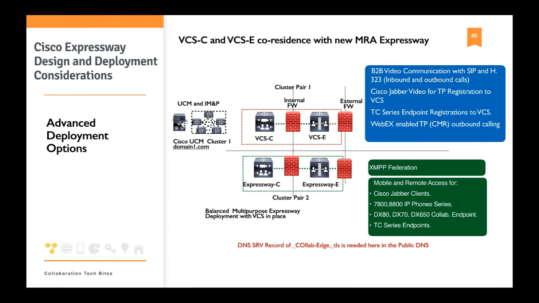Okay. Another advanced model is what's called the balanced multipurpose, and in VCS, as we talked before, you can implement a VCS-C and VCS-E, or VCS core and VCS Expressway, co-resident with the new Expressway. Of course, in this case and also the previous case, you need two DNS SRV records to be populated in the public DNS. You need to make sure this is available when you introduce this environment. Both are integrated with the same communication manager cluster with the same domain.